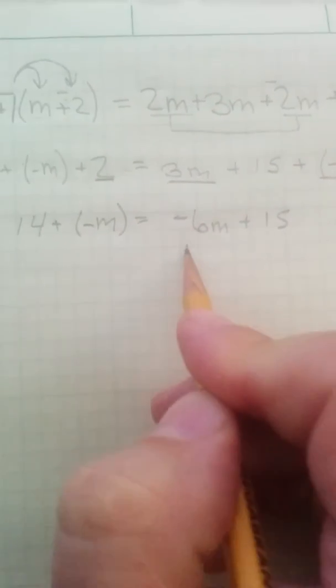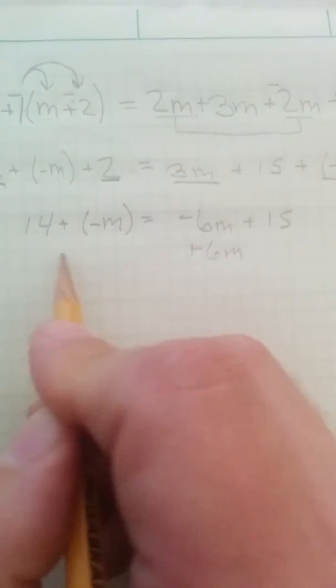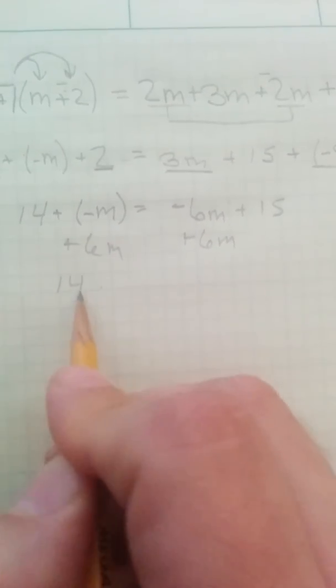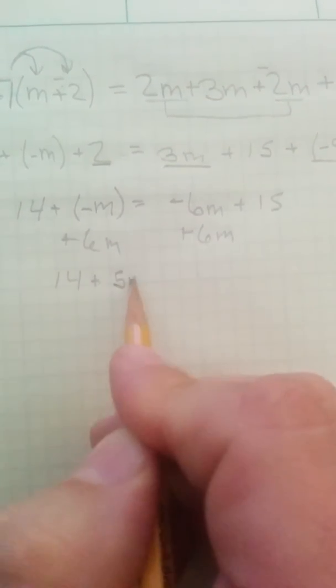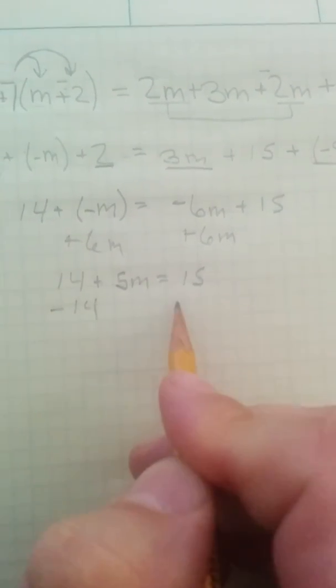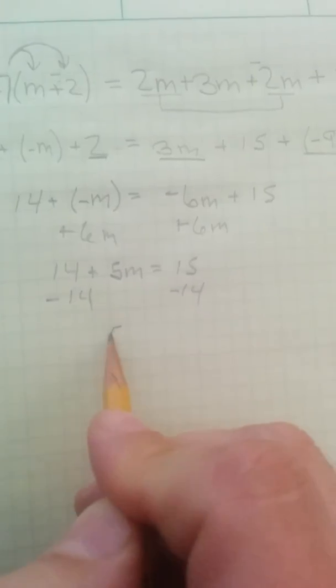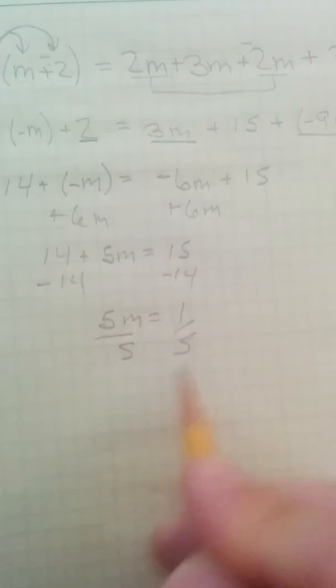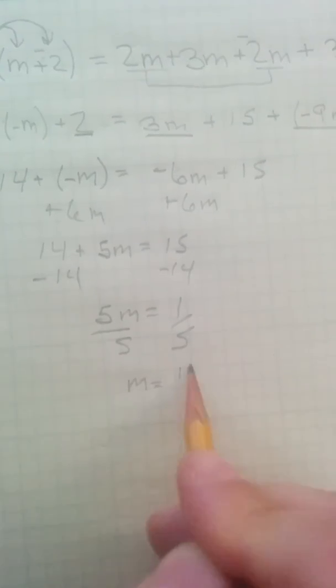Collect all of the m's on one side of the equation. So we'll add 6m to both sides. So we have 14 plus 5m equals 15. Subtract 14, and 5m ends up equaling 1. Divide by 5. M equals 1/5.